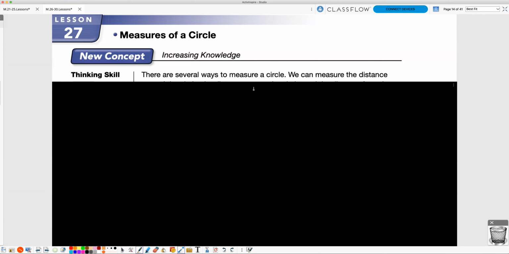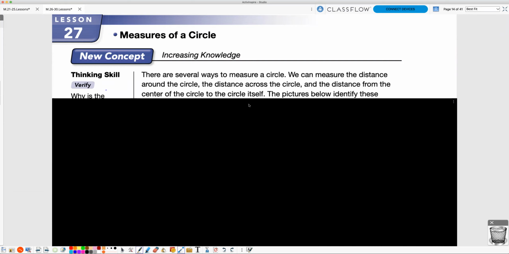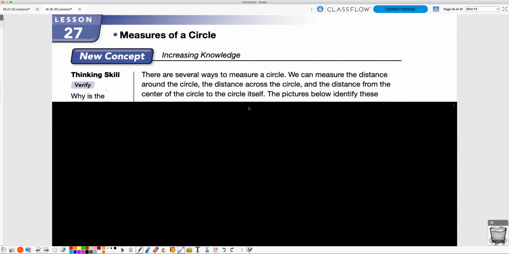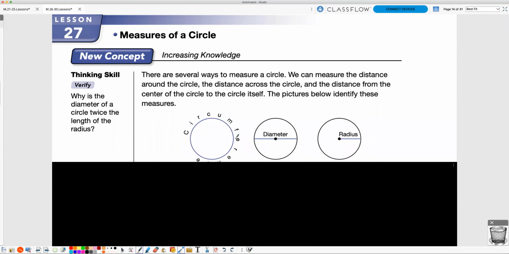It's a new concept. There are several ways to measure a circle. We can measure the distance around the circle, the distance across the circle, and the distance from the center of the circle to the circle itself. The pictures below here identify these measures.